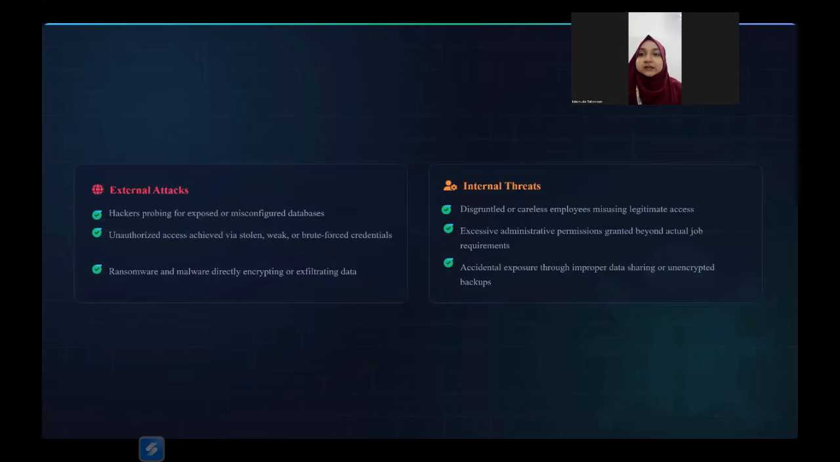Now I will discuss external and internal threats. External threats include hackers, stolen credentials, and malware. Internal threats include careless employees, excessive permissions, and accidental data exposure. So database security must protect against threats from both inside and outside.